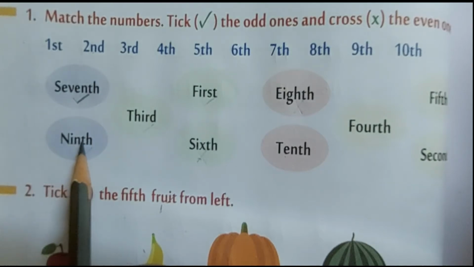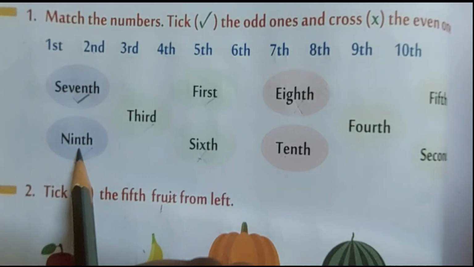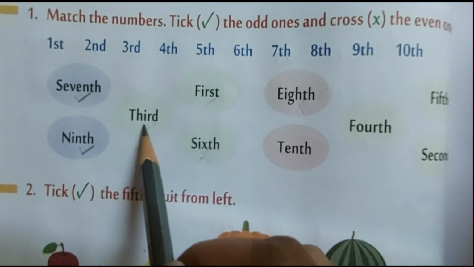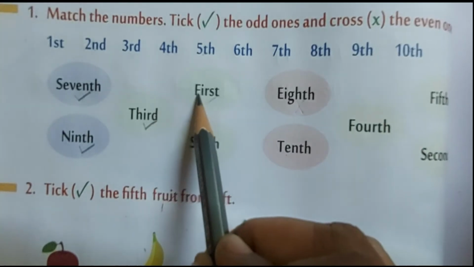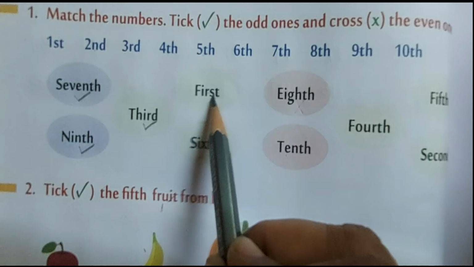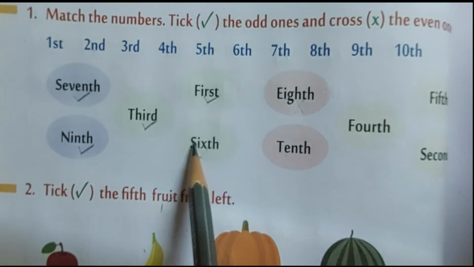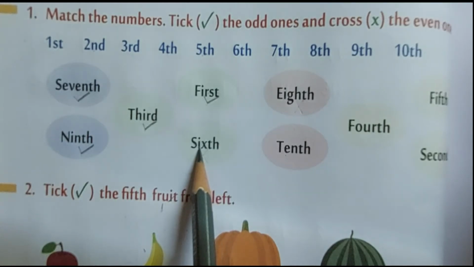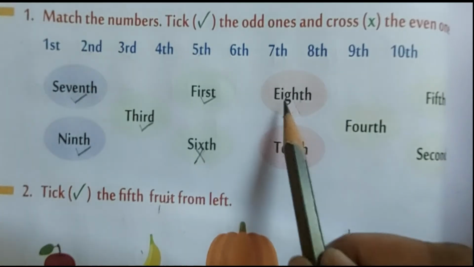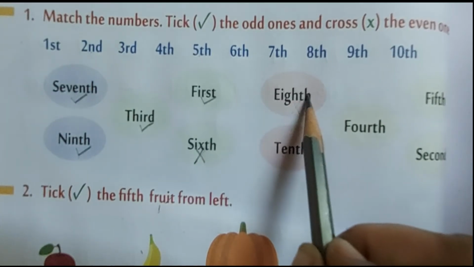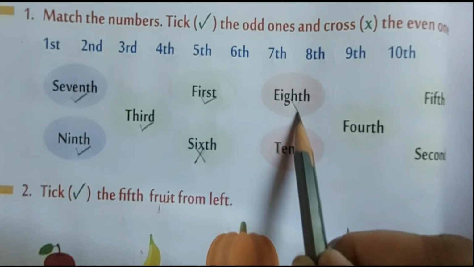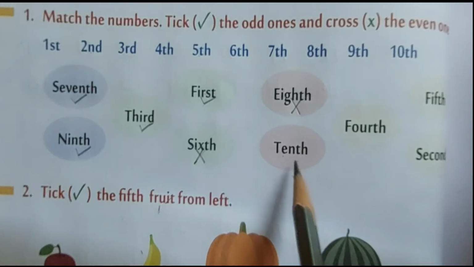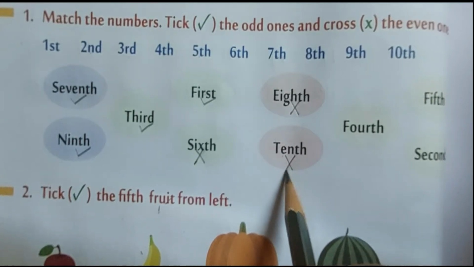Next NINTH, 9th. It is also odd, so tick it. Next THIRD, third. Third is an odd one, tick it. FIRST, first. First is an odd one, so tick it. Next SIXTH, sixth. Sixth is an even number, so we have to cross it. Next EIGHTH, eighth. Eighth is even, so we have to cross. Next TENTH, tenth. Tenth is even, we have to cross.